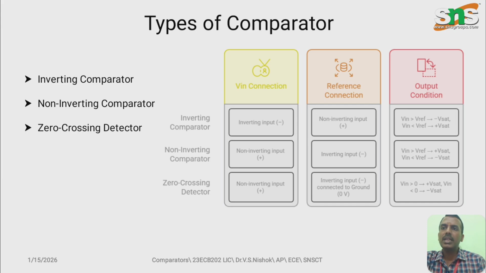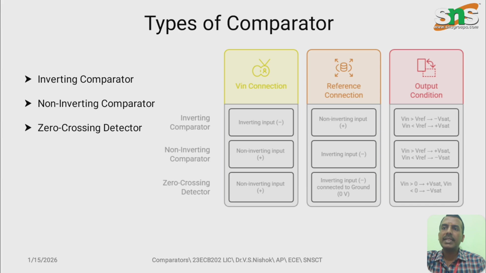Similarly, coming to the non-inverting comparator, the analog input signal will be connected to the non-inverting terminal and the reference signal will be connected to the inverting terminal of the operational amplifier.